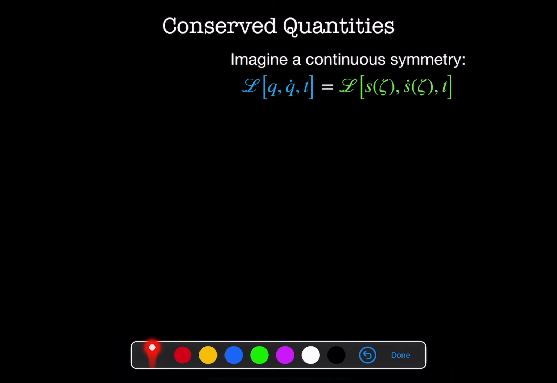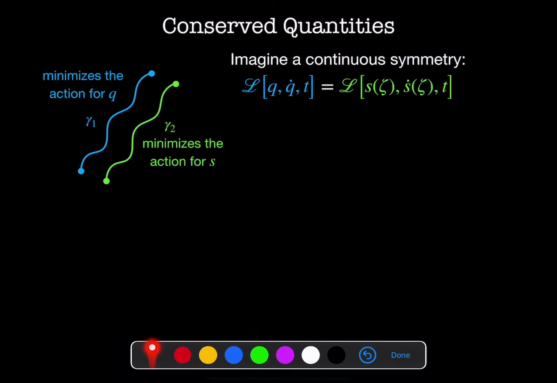Imagine I have one of these continuous symmetries. I've got a Lagrangian that depends on my initial coordinates q and q dot, and I've got another Lagrangian that depends on these components s of zeta, s dot of zeta. These two Lagrangians are equal for all values of zeta. Let's imagine we have some path, gamma 1, and this path, gamma 1, is the path that minimizes the action in the variables q. Here's another path, this is gamma 2, and this minimizes the action for the variable s.